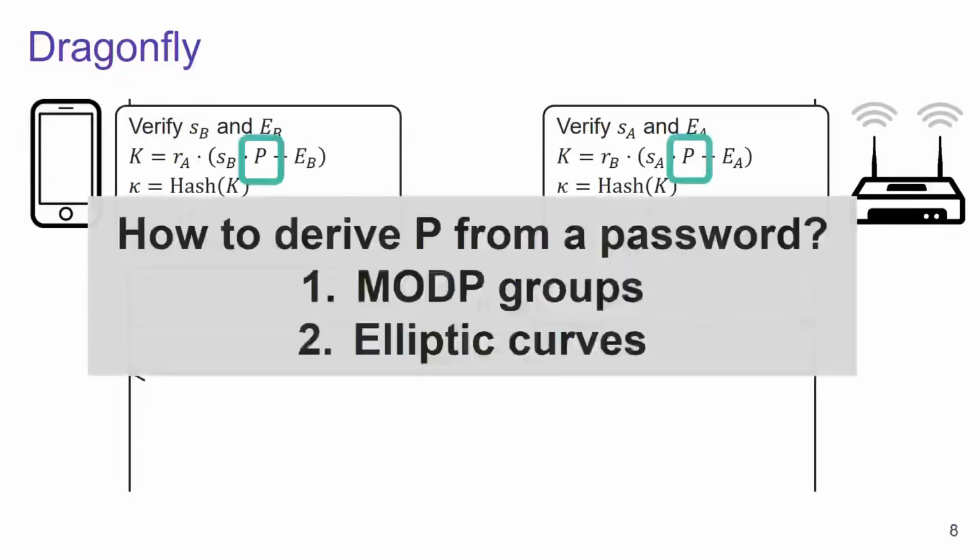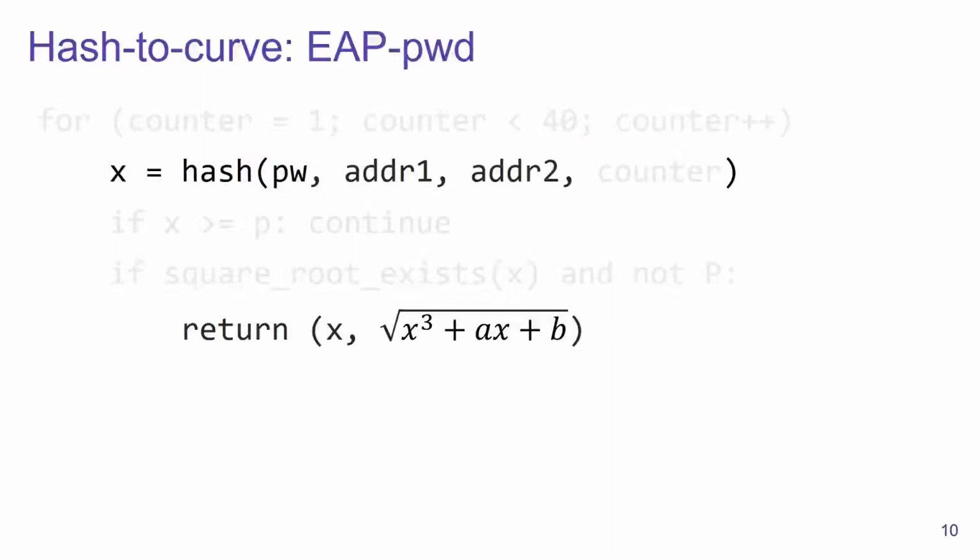Now, the important question here is how can we derive P from a password? And how this is done depends on which specific cryptographic group is used in the Dragonfly handshake, and in our case, and in this presentation, we will focus on elliptic curves. So the question becomes, how can we convert the password into a point on the elliptic curve? And this is generally done using a hash-to-group function. And one naive way to do this is to simply hash the password together with the MAC addresses of the client and the access point and use the resulting value as the x-coordinate of the point on the elliptic curve.